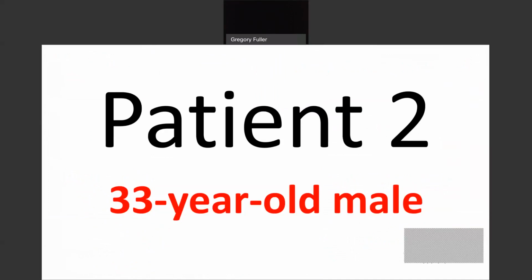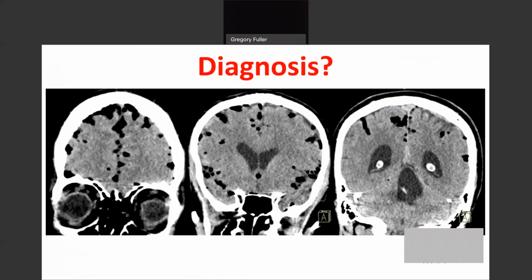Patient number 2. This is from Dr. Wang, a 33-year-old male. All right, what's your diagnosis? I'm going to leave it here for just a second till we get a diagnosis. We may run over a little bit in this conference. If you have to leave, that's okay. I totally understand, but I am going to finish this conference. I'm in it for the long run. I'm serious about this business. I know people have obligations.